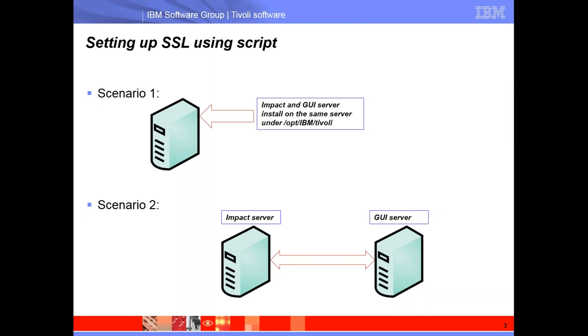There are a couple of scenarios we're going to cover in this presentation. Scenario one is having Impact installed with the GUI server component of Impact on the same server and the same directory. I've seen some configurations that way, but most people have scenario two, which is an Impact server and a GUI server on two different servers. You can add the cluster component, so you will have a third server for another Impact server, with those two clusters plus one GUI server. But the configuration of the SSL will be exactly the same for a cluster as for scenario two.